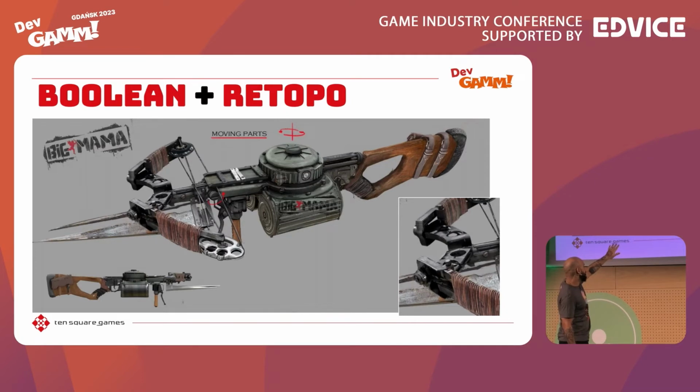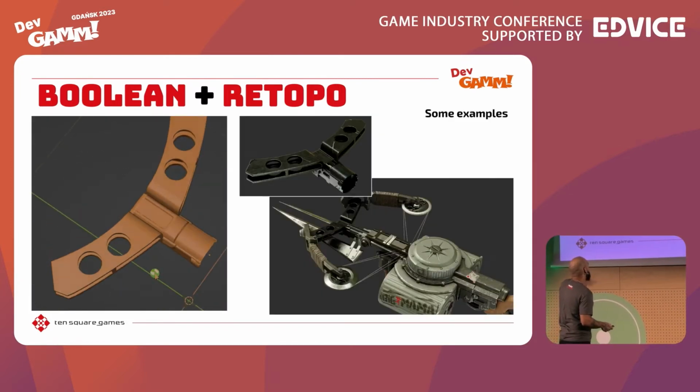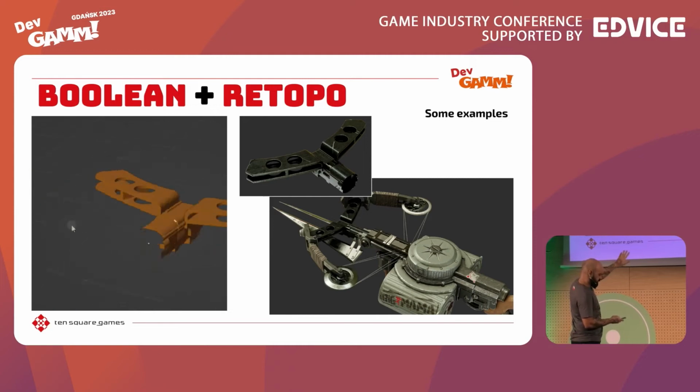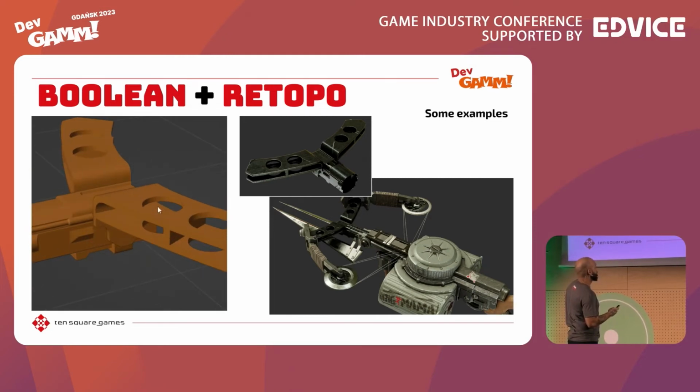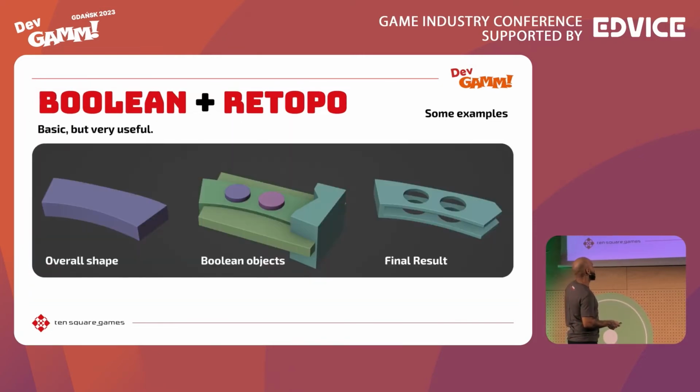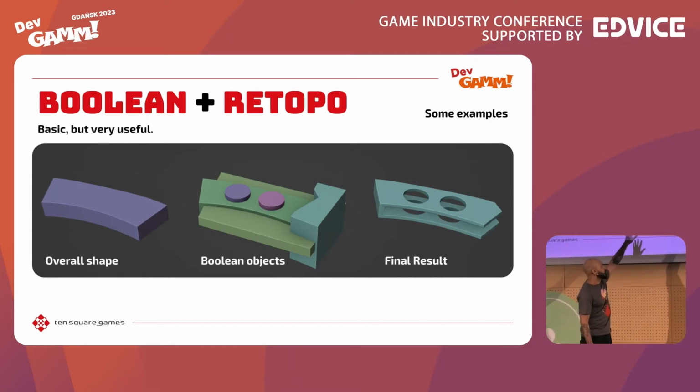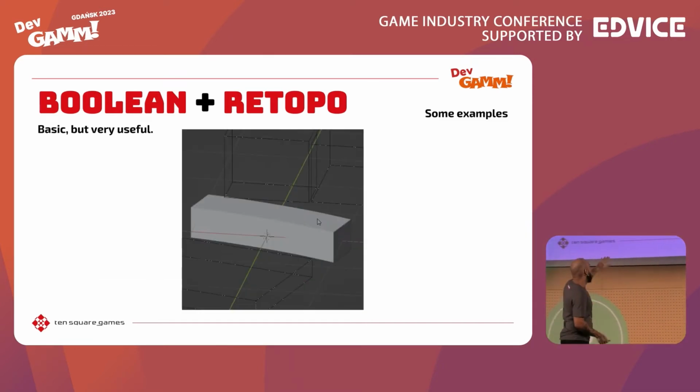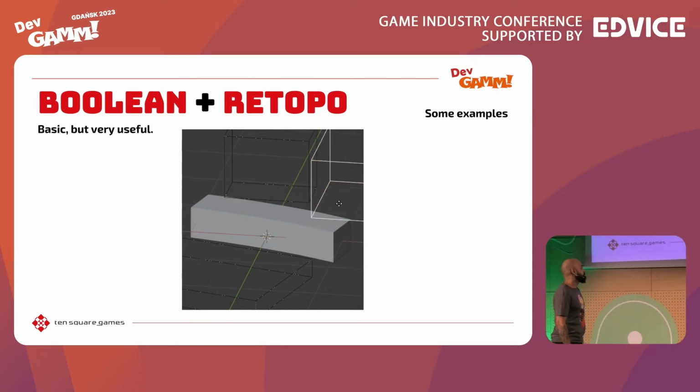And then another example, this crossbow, which has this particular piece here that I think is a good example. This is the final piece, the result. And I made this graphic to show you. I made the overall shape. I made the Boolean mesh that I would use to cut, and my final result. And I'm going to show you the process happening, the magic happening.